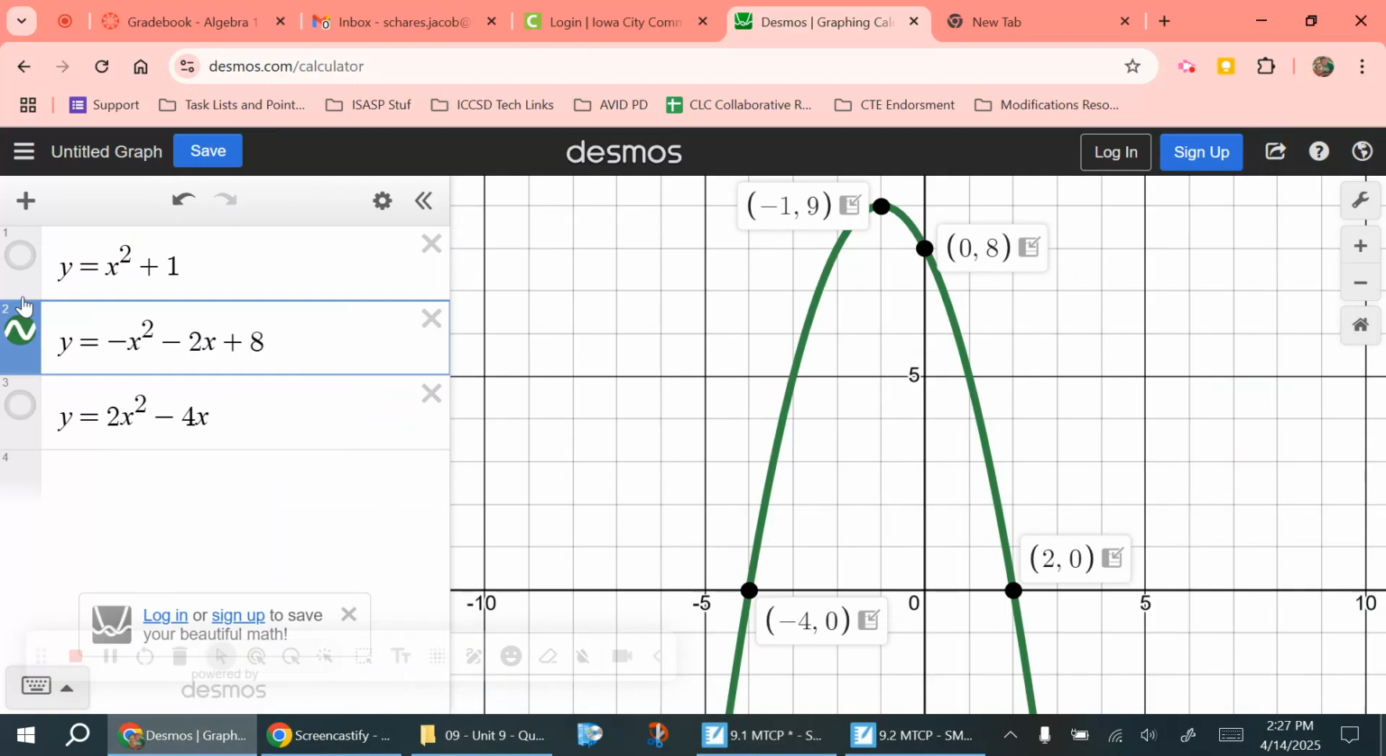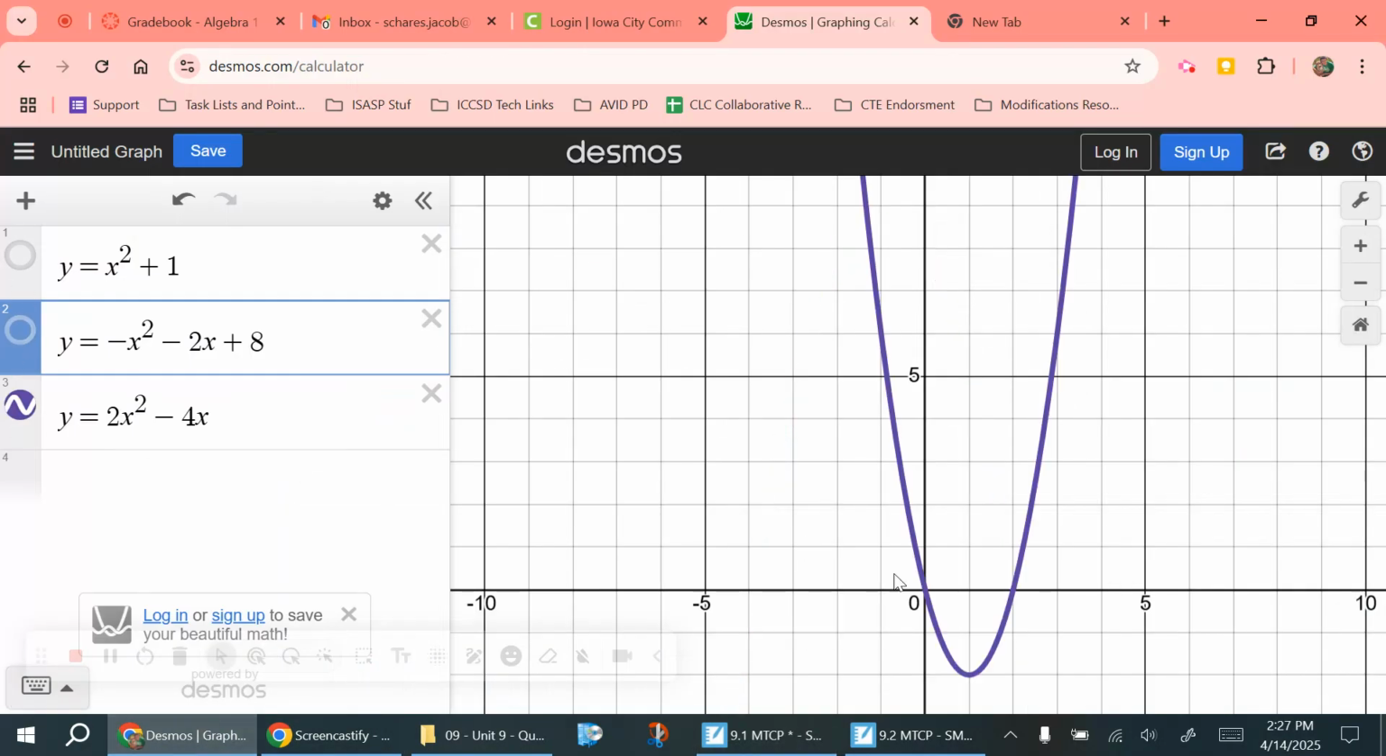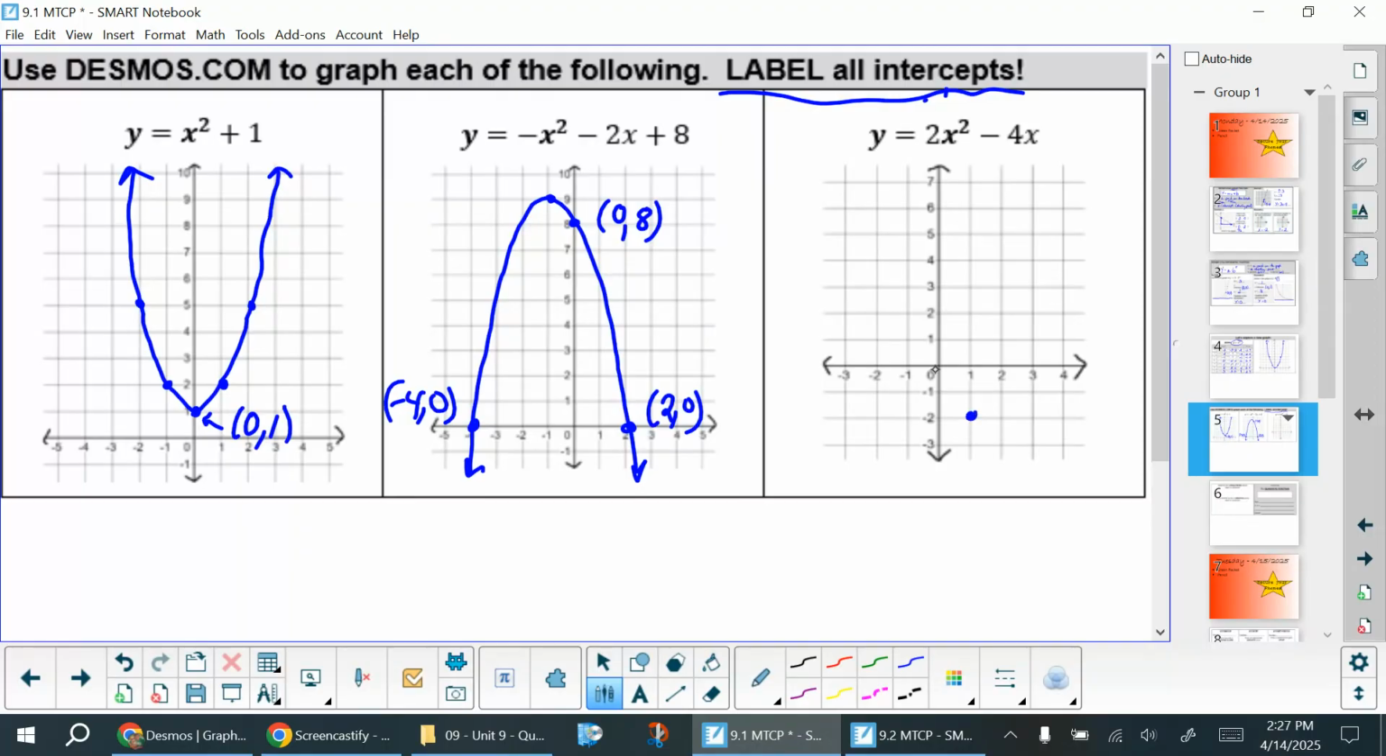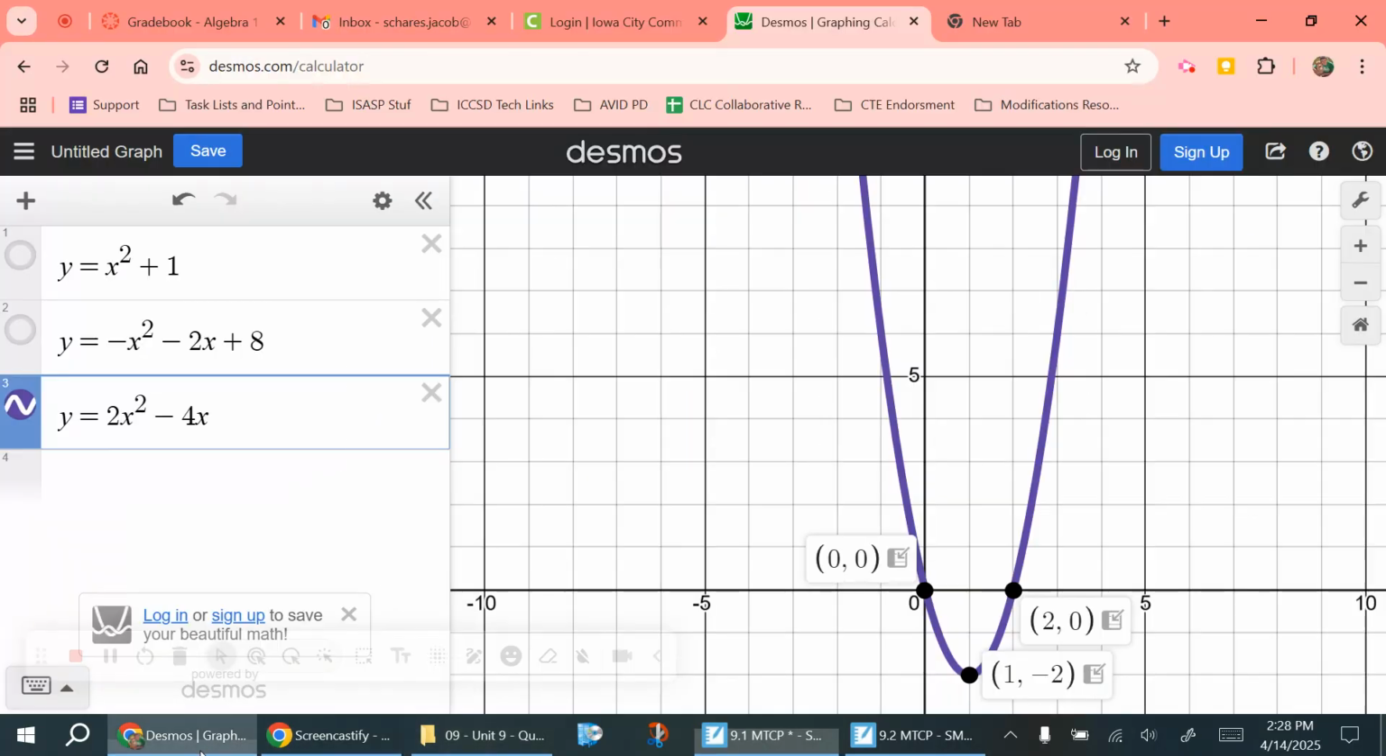And then for my last one, I'll go ahead and turn this off. Again, I've got some key points here, 0, 0, 2, 0, 1, negative 2. I'll make sure I plot those on there. So 0, 0, 1, negative 2, 2, 0. I'll label my intercepts. And then my graph is going to look something like this. So you can see Desmos can do that pretty quickly. If you want to try to find another point here, looks like negative 1, 6, and 3, 6 are some other good points you can label on that one.